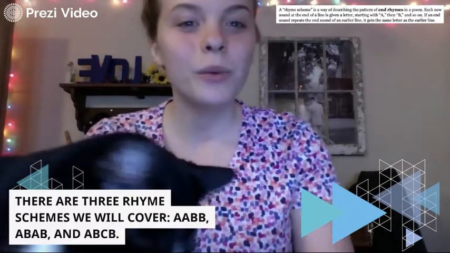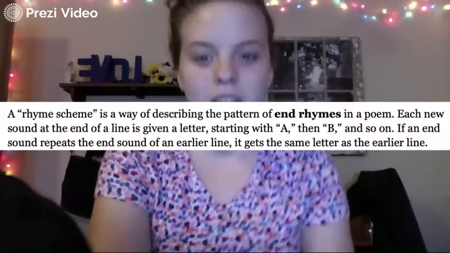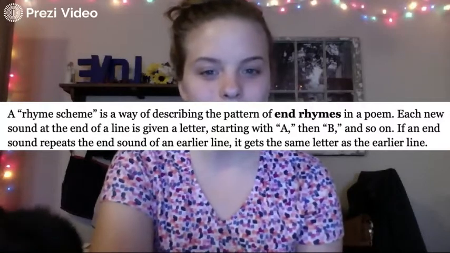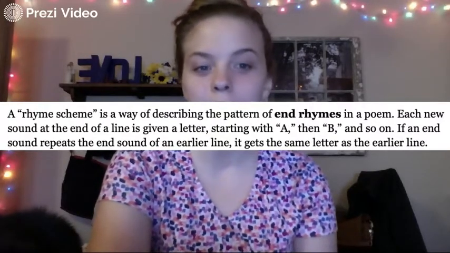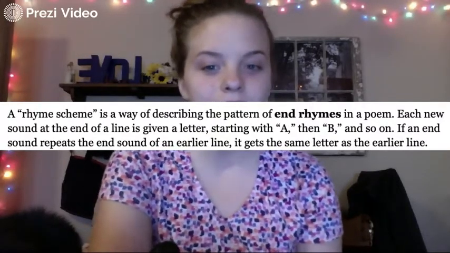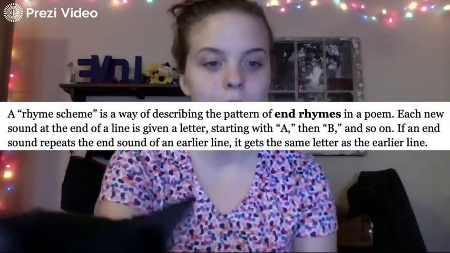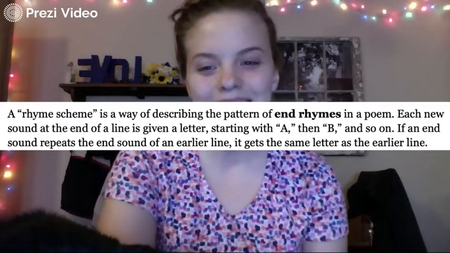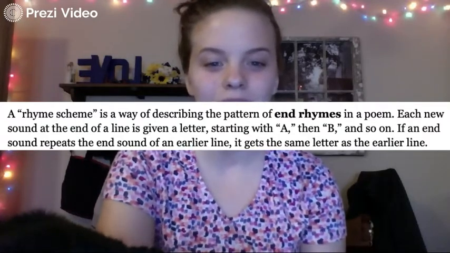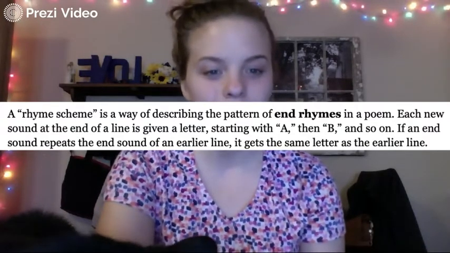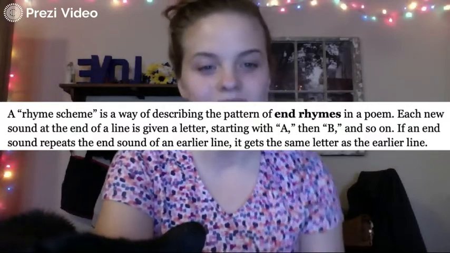So what is exactly a rhyme scheme? A rhyme scheme is a way of describing the pattern of end rhymes in a poem. Each new sound at the end of a line is given a letter starting with A, then B, and so on. If an end sound repeats the end sound of an earlier line, it gets the same letter as the earlier line.